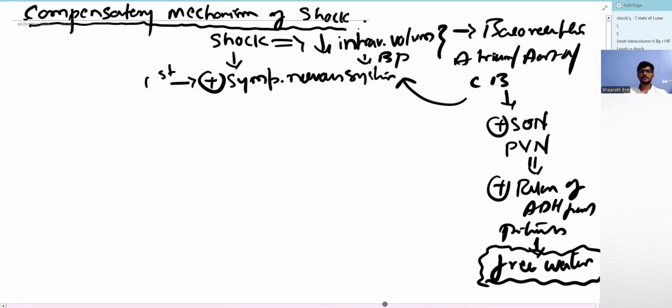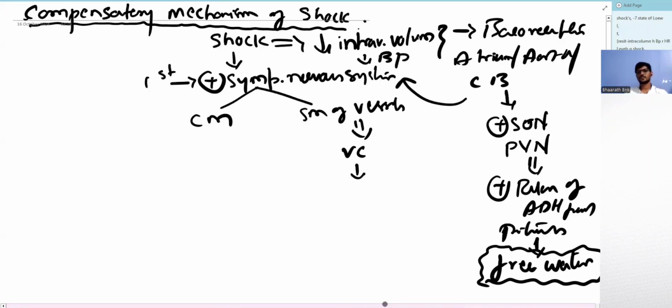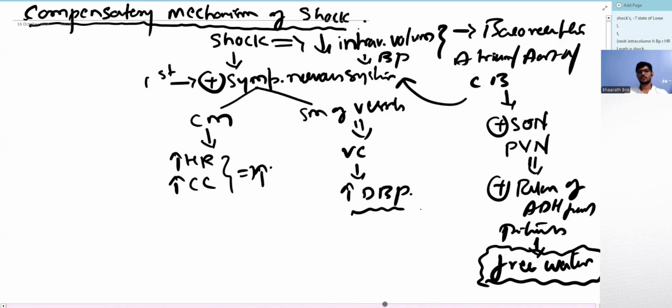Now, once this activates the sympathetic nervous system, it will act on the cardiac muscle and on the smooth muscle of the vessels. On the smooth muscle of the vessel, it causes vasoconstriction. Vasoconstriction increases the diastolic blood pressure. It also acts on the cardiac muscle, and this increases the heart rate and increases the cardiac contractility, which increases the stroke volume, which in turn increases the systolic blood pressure and tries to compensate. So this is by the activation of the sympathetic nervous system.